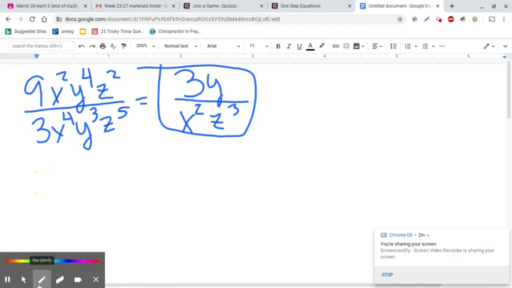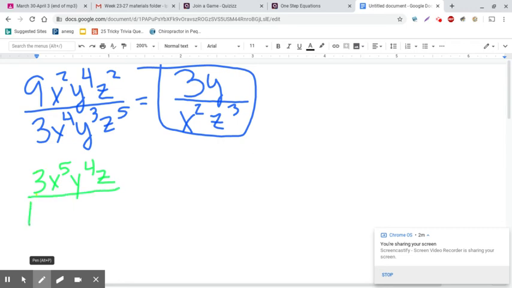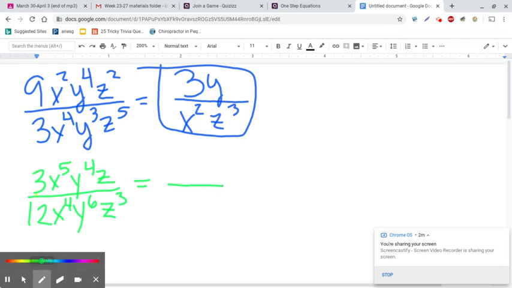All right, so let's do 3x to the 5th y to the 4th z over 12x to the 4th y to the 6th z to the 3rd. All right, the first thing we're going to do is we're going to look at our big numbers, okay? If you do 3 divided by 12, you get 1/4.